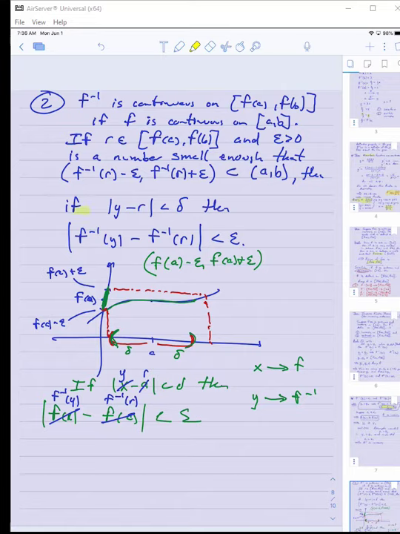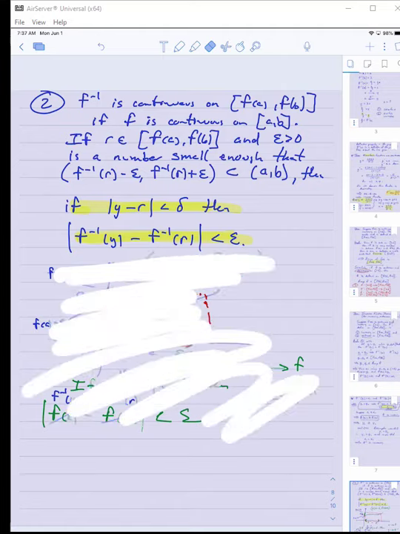And that is the statement I have right here. So it's really the same old definition we had from Calc 1 for continuity, except I'm doing it for the inverse function. All right, now, how do we go about proving this?